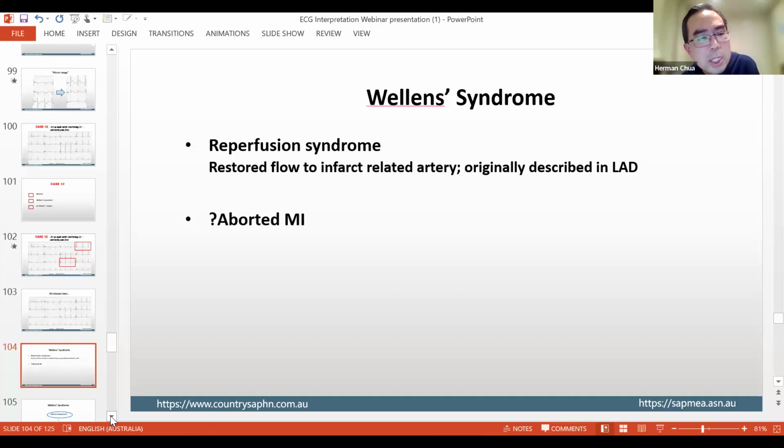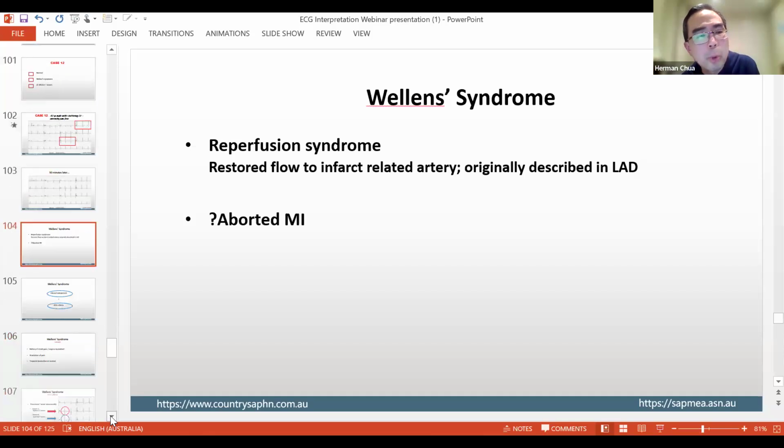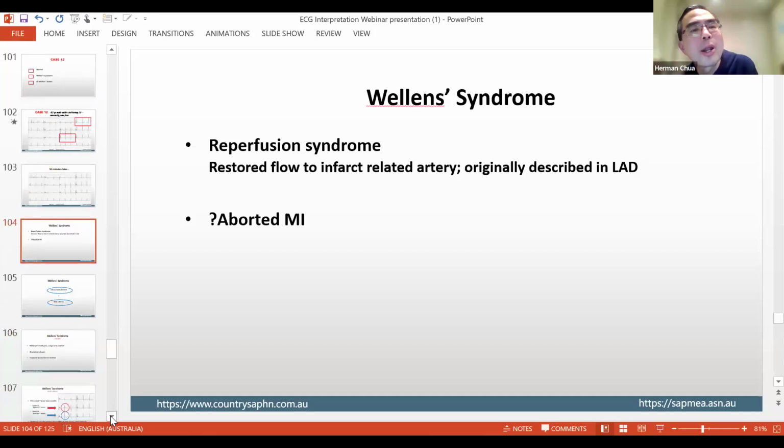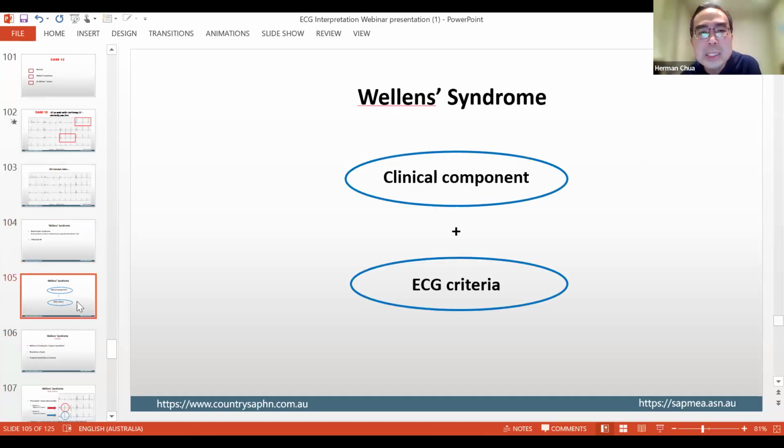So if you want to think of it another way, it's an aborted MI, an MI that did not happen, but can happen again anytime because it can reocclude again. I hope that makes sense to you, okay? So it's a syndrome. Syndrome means that you need to have a clinical component and you need to have an ECG component. What is that clinical component? The clinical component is an ischemic chest pain that has now resolved.